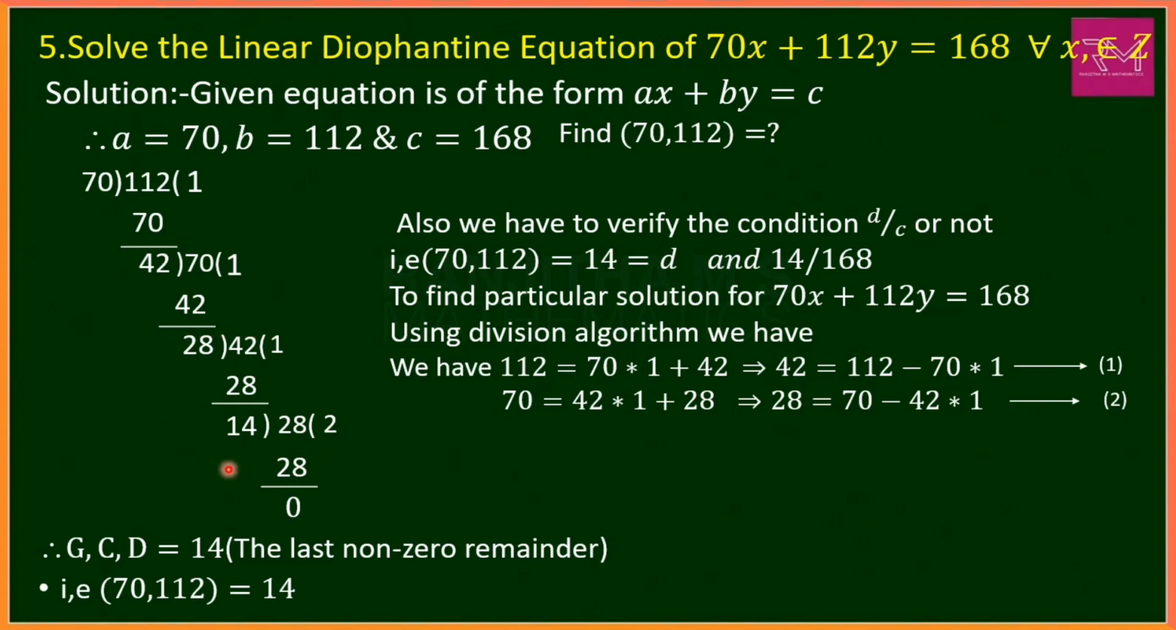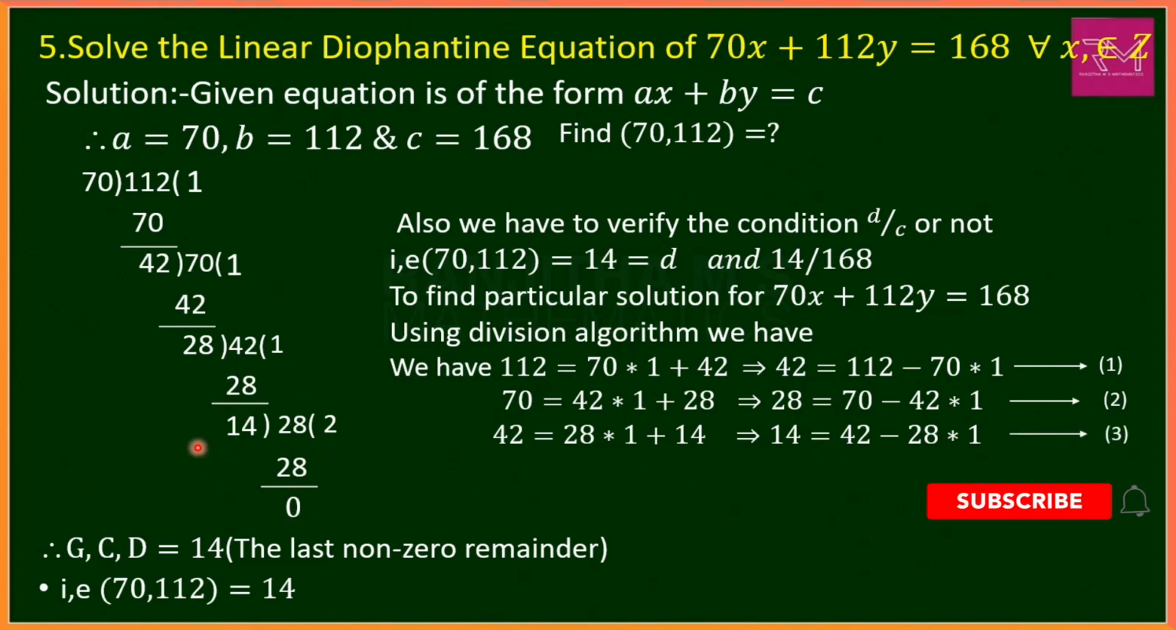Next step, apply the division algorithm method for this fraction. We get 42 = 28 × 1 + 14, or we can take this as 14 = 42 − 28 × 1. Call this equation number 3. Here there is no need to apply the division algorithm to this value because the remainder is 0. Next step, take equation number 3 and continue the procedure.